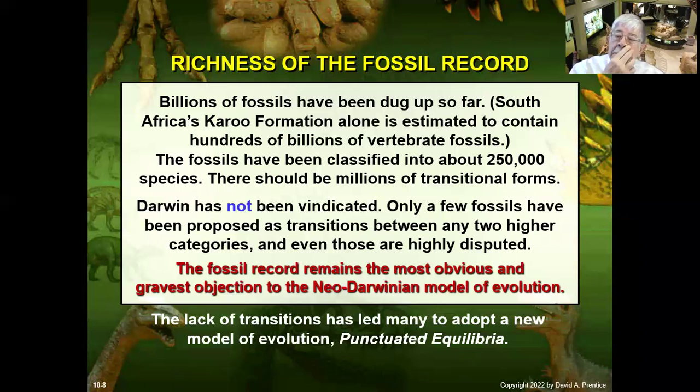So the lack of transitions has actually led many to adopt a new model of evolution called punctuated equilibria, which says rather than slow, steady, gradual change, there were sudden jumps. The fossils, the living creatures, stayed essentially the same for many, many years and were preserved as fossils. And then some sort of an event happened to punctuate that. Perhaps a meteor impact, volcanic eruption, something like that. It punctuated the equilibrium, so it's called punctuated equilibria.